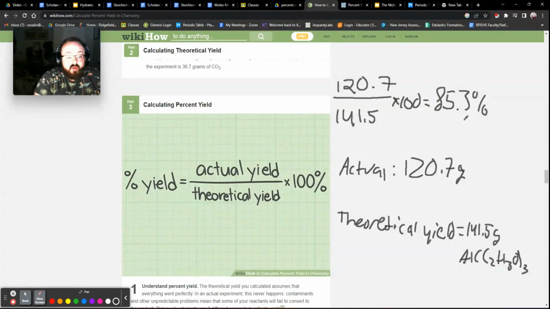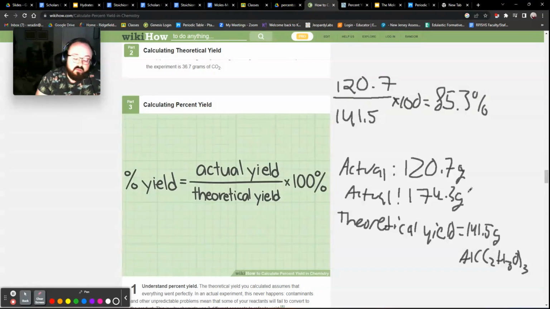But let's say, I'm just going to say this, it's possible to get over 100%. Let's say our calcium carbonate was wet and there was water and that increased it. And let's say my actual yield was 174 grams or 170. You can get over 100%. That's right. It doesn't make sense. It means you messed up somewhere. Something happened, but it's possible.